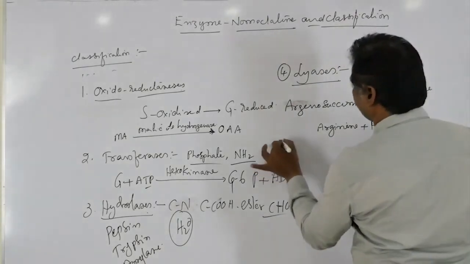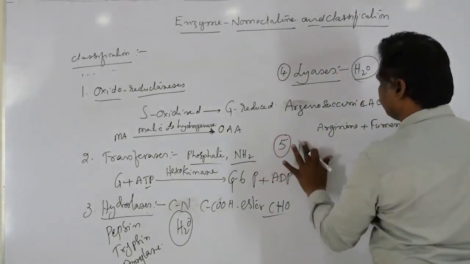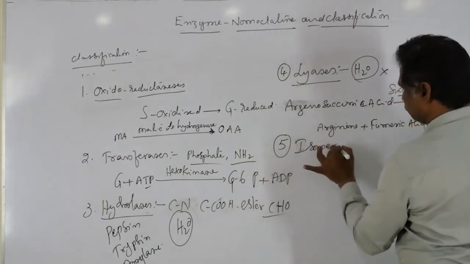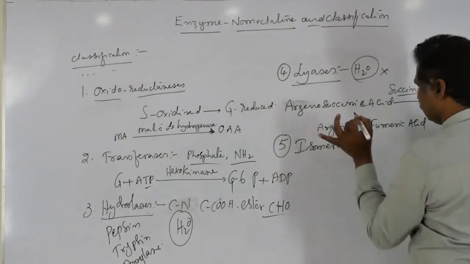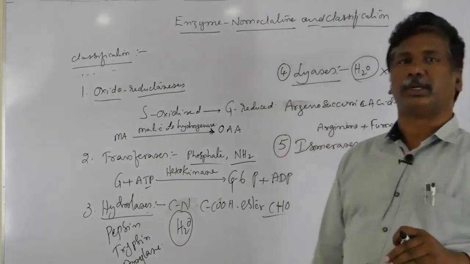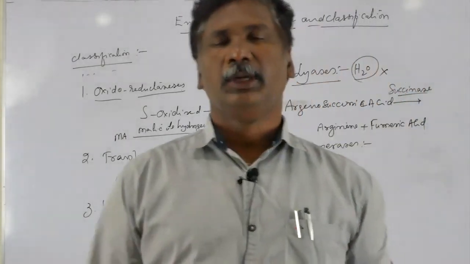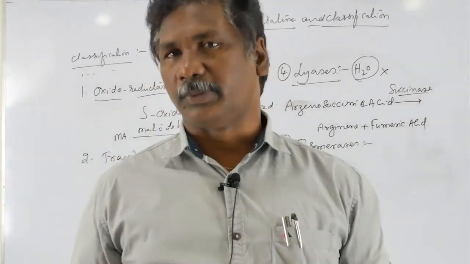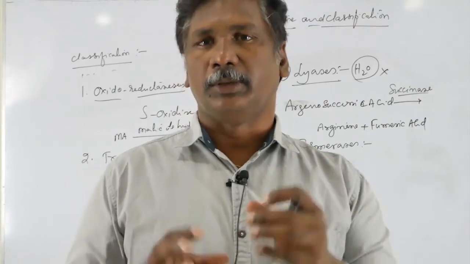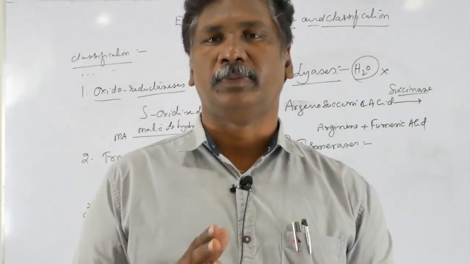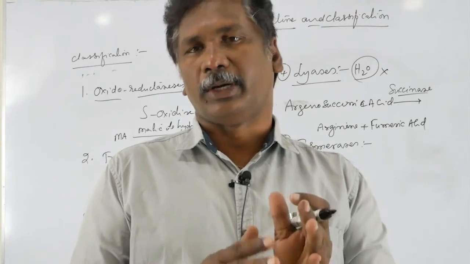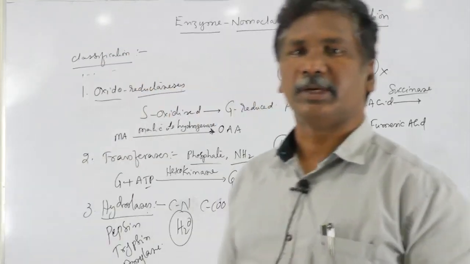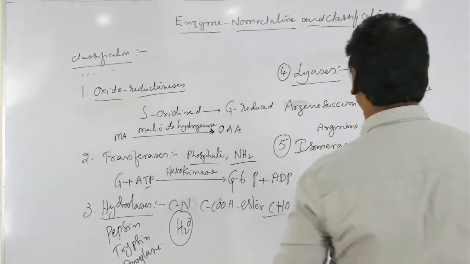Next, the fifth one, isomerases. You know isomerization from your chemistry: same formula, different structures. That is intramolecular rearrangement, meaning groups shift from one carbon atom to another carbon atom within the same molecule, so the structural formula is the same.